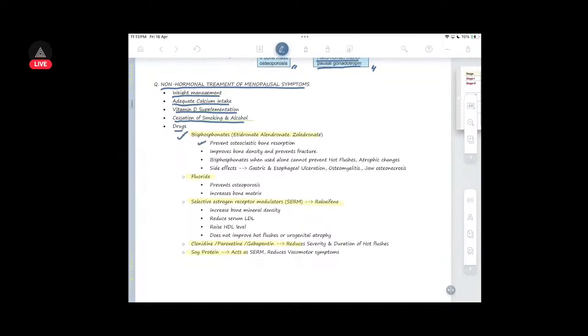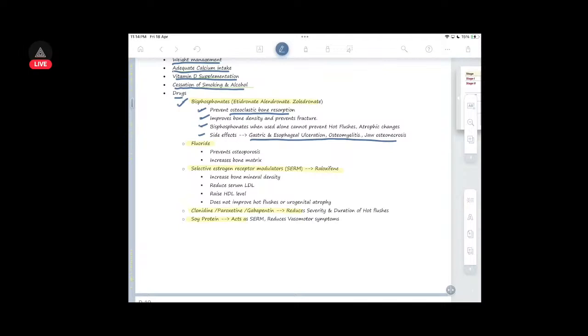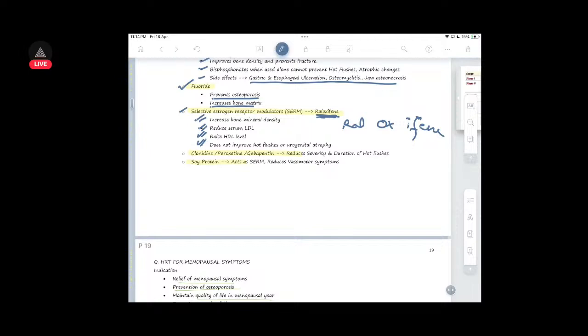Bisphosphonates, which prevent osteoclastic activity, bone reduction, improves bone density, but it may lead to esophageal ulceration, osteomyelitis, jaw osteonecrosis. Fluoride can be provided, which prevents osteoporosis and increases the bone matrix. Selective estrogen receptor modulators, SERMs, raloxifene. Very much important. They increase the bone mineral density, reduce serum LDL, raise HDL. It does not prevent hot flushes or urogenital atrophy, however.